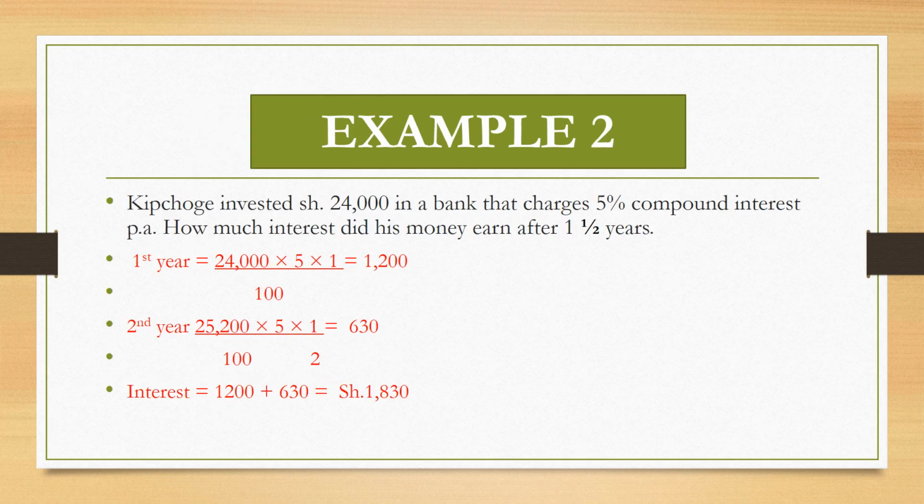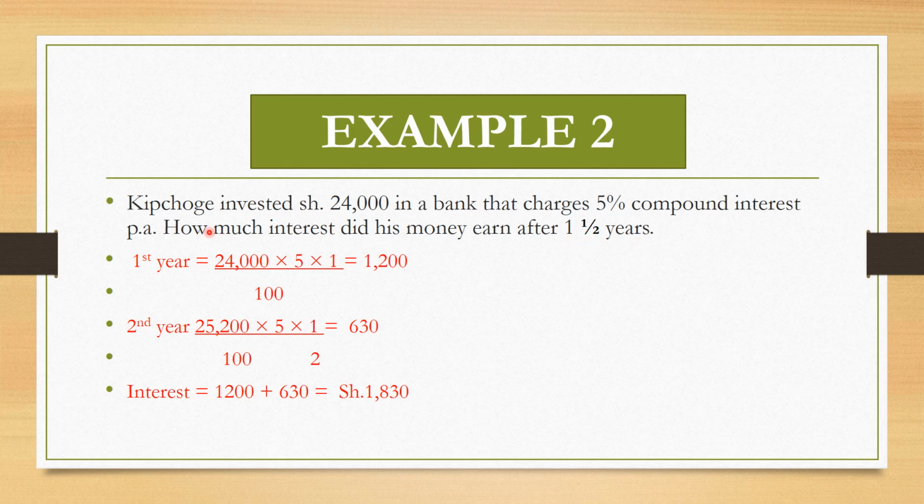So our second example: Kipchoge invested 24,000 in a bank that charges 5% compound interest per annum. How much interest did his money earn after 1.5 years? Don't worry. Remember I told you this one doesn't know how it will be times 1 and then times a half. No problem. If it is 2 years, times 1 times 1. If it is 3 years, times 1 times 1 times 1.